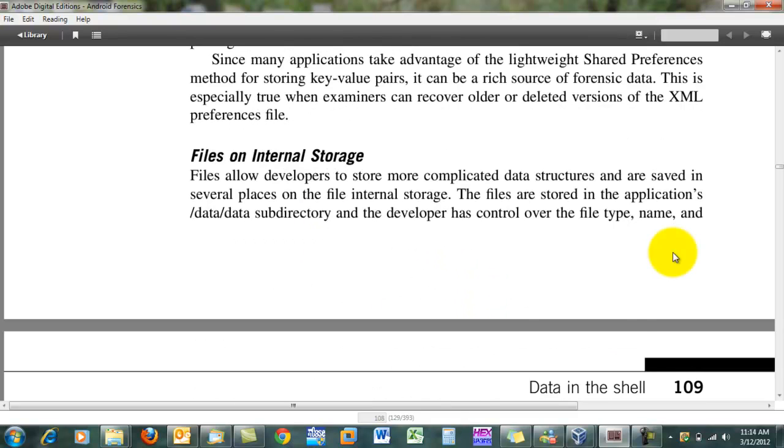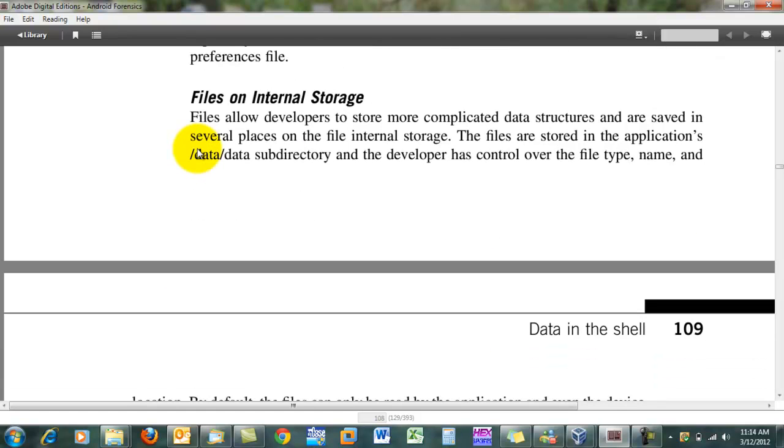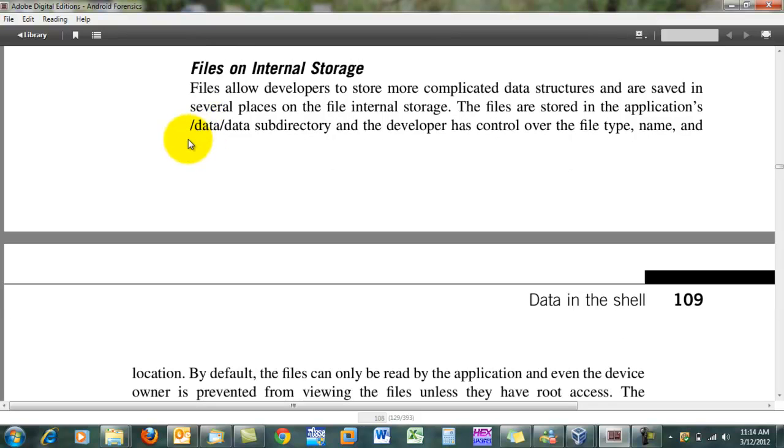The next one we look at is files on the internal storage. The files in the internal storage are mostly in the NAND flash. So these are called the internal storage. Most of the time the files are stored under this directory called data.